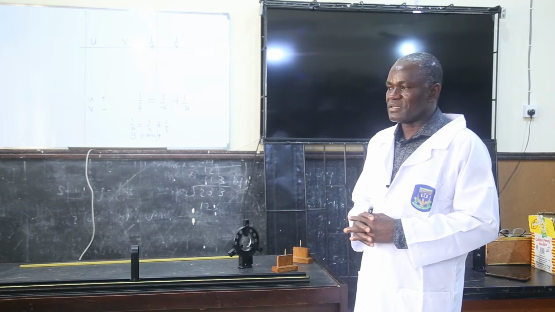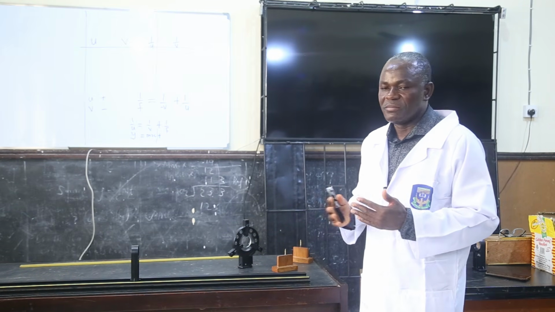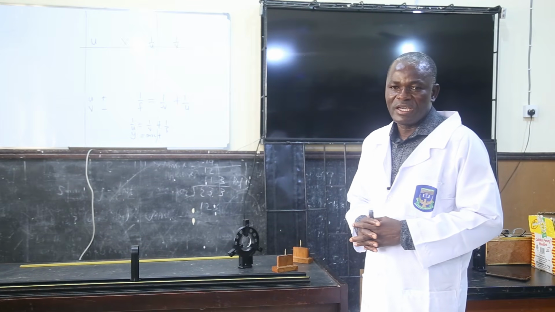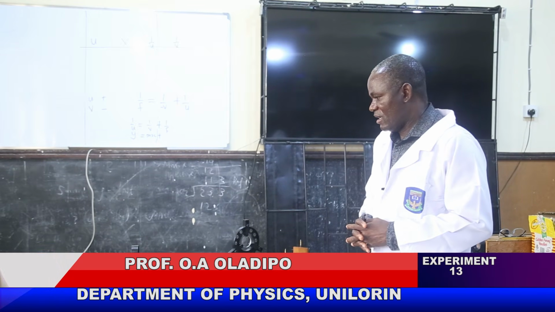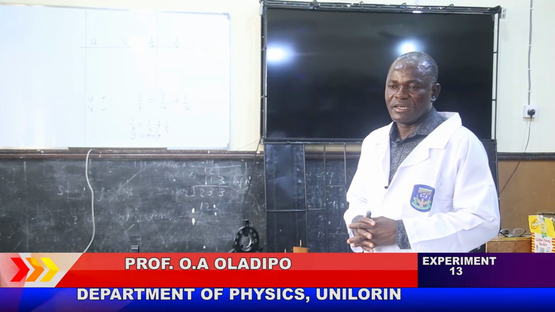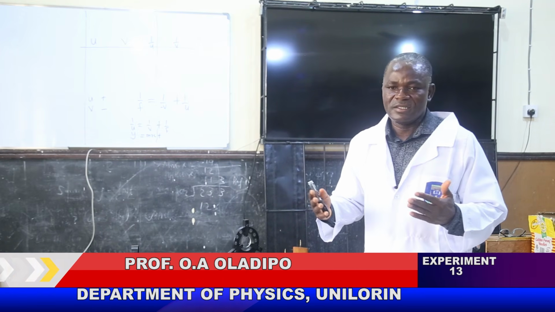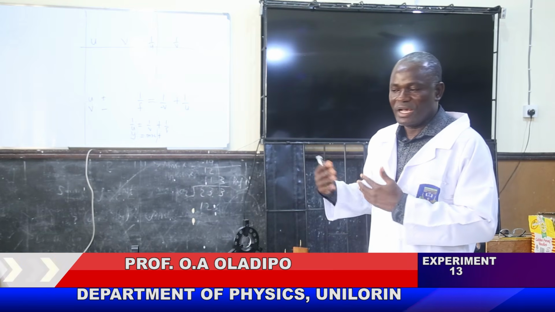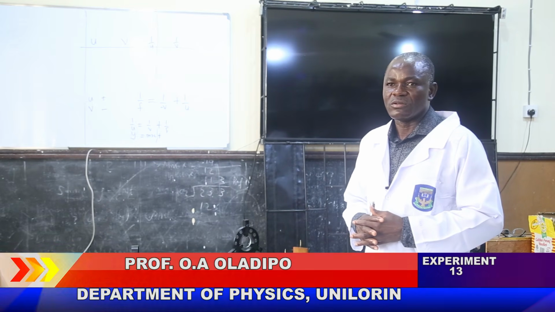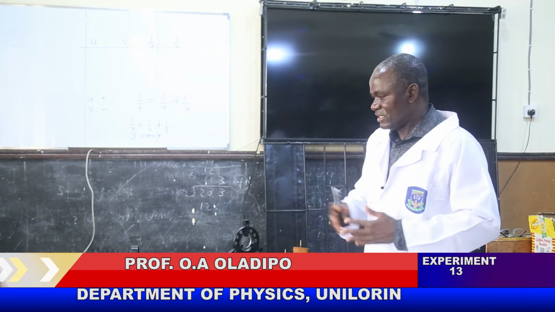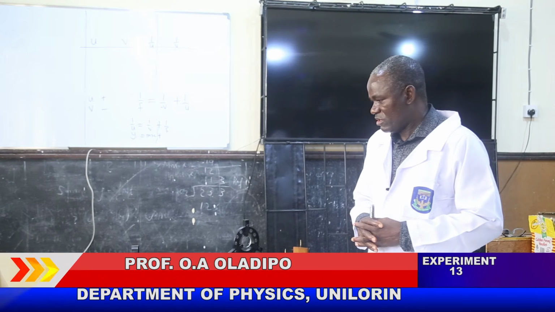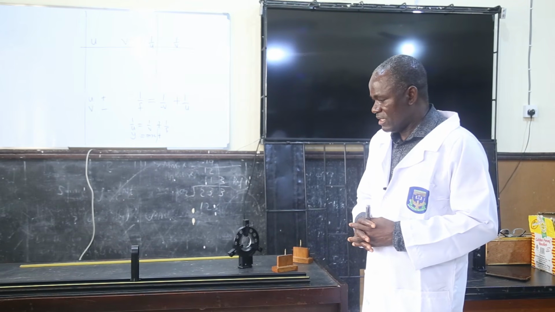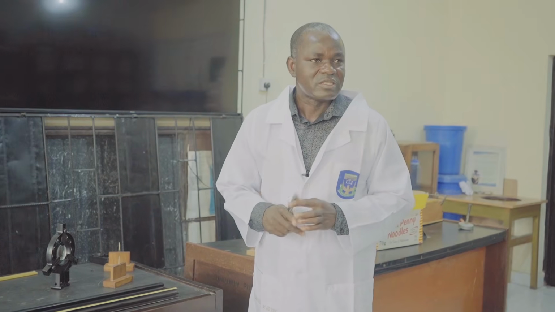The title of that experiment is determination of the focal length of a concave lens. A concave lens, unlike a convex lens, will produce a virtual image which we cannot cast on a screen. So we need to devise a method to determine its focal length. And we have two methods for this experiment.